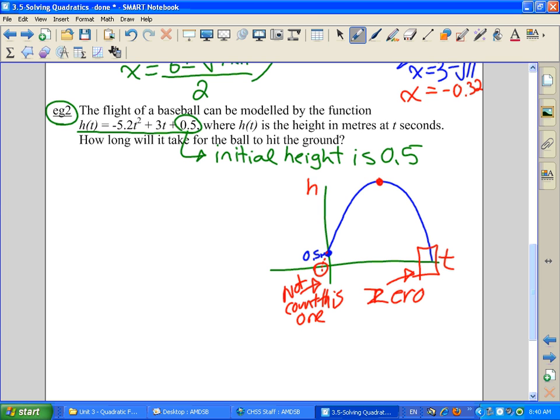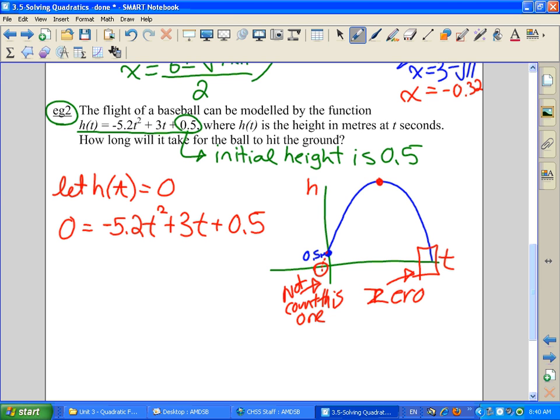Okay, so basically, ladies and gentlemen, what do we know about where this x-intercept is? We have to let the height equal 0. So in order to do that, we let h at t equals 0. So what does that mean? 0 equals negative 5.2 t squared plus 3t plus 0.5. Now to solve or to find the variables, you can either factor or use quadratic formula. Looking at this expression, folks, it has decimals in it already, so immediately I'm going to use the quadratic formula.